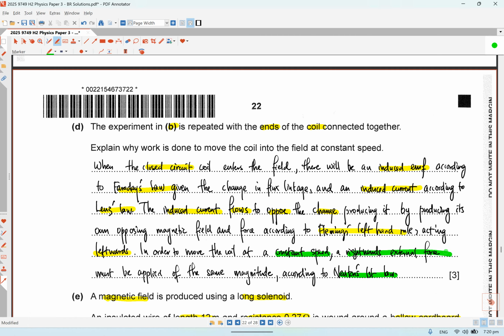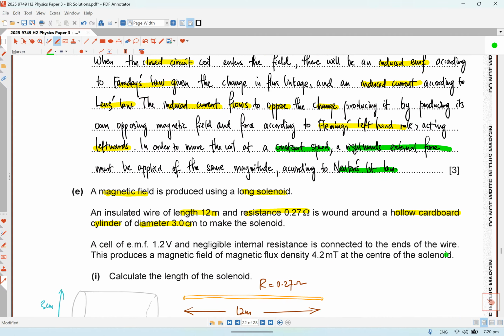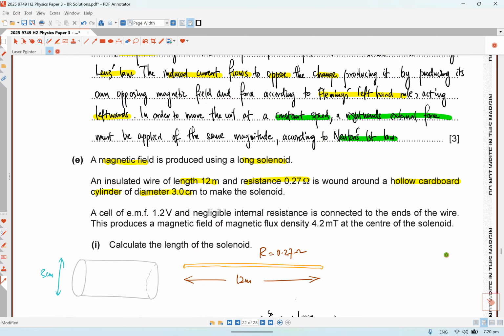Then you know that work done is force times distance. So that's why you need work done. That's the concept here. Okay. The next part: a magnetic field is produced using a solenoid. You have a wire, that's the length, this is the resistance.